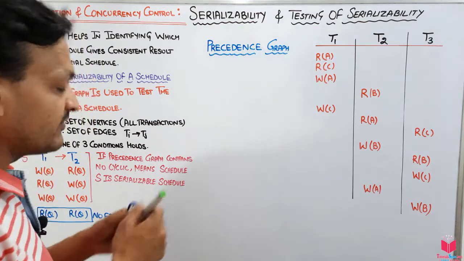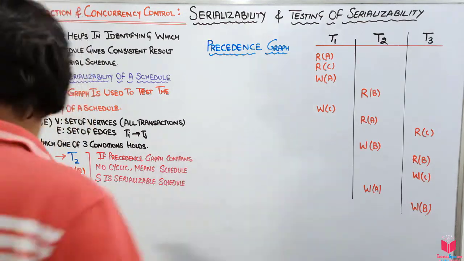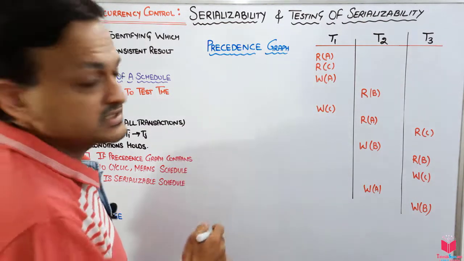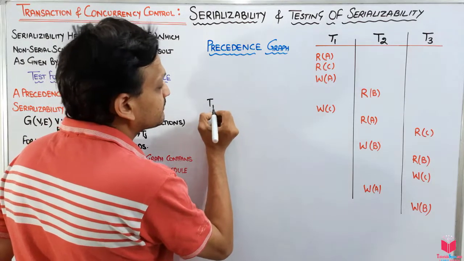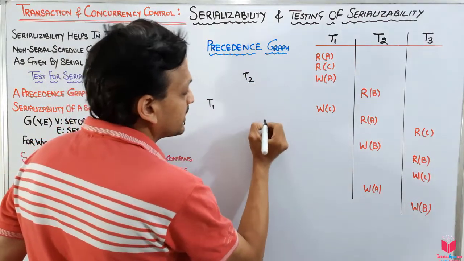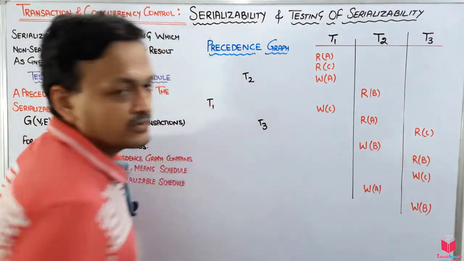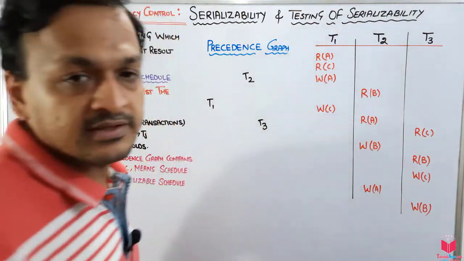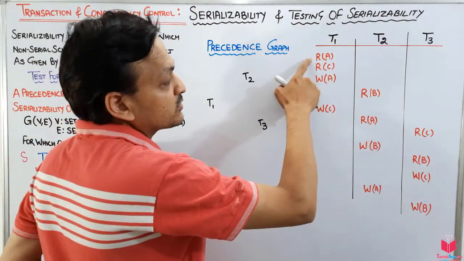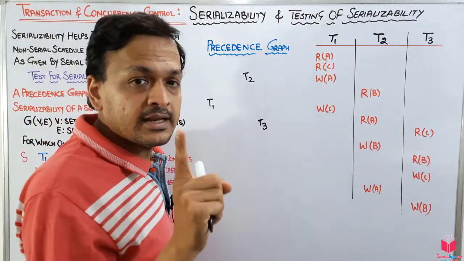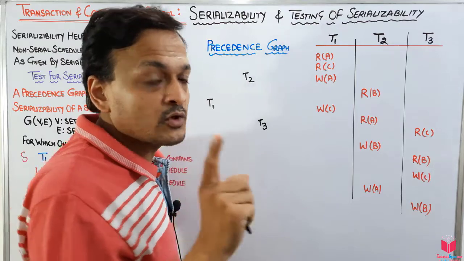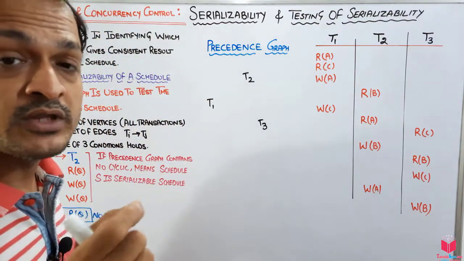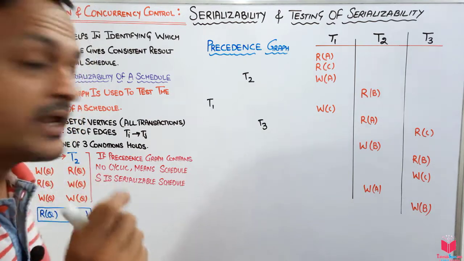How? First of all, I will write all the vertices of these transactions, that is T1, T2 and T3. Okay guys, and we will start from the very beginning of the operations of T1. Suppose this is a read operation on a variable. Now I have to check in transactions T2 and T3 for the subsequent operations on that variable.